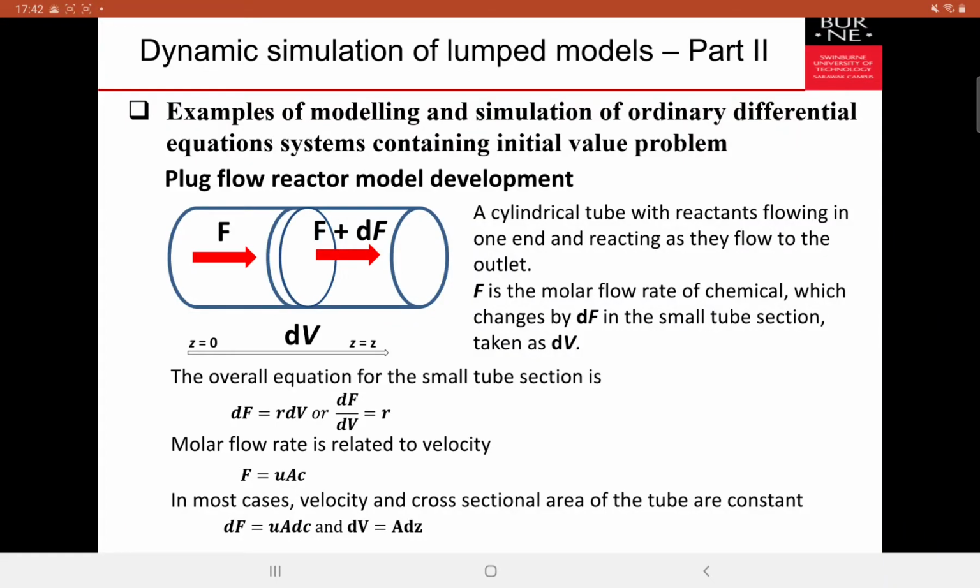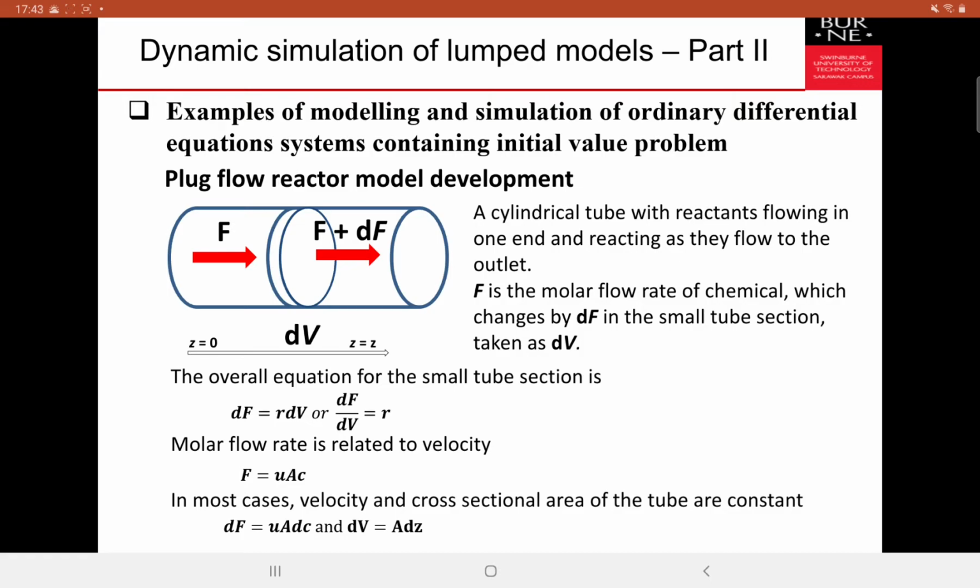Okay, in this part 2 video for week 6 of process modeling, we will discuss a simple example of the modeling and simulations of ordinary differential equations with initial value problem. In particular, in here we will discuss a plug flow reactor.